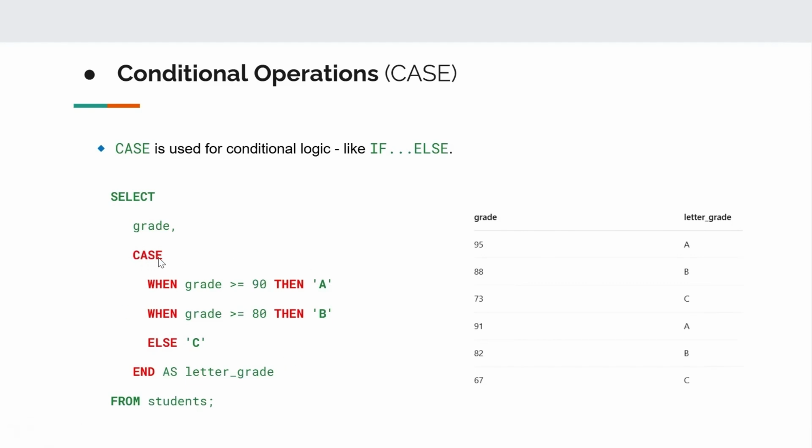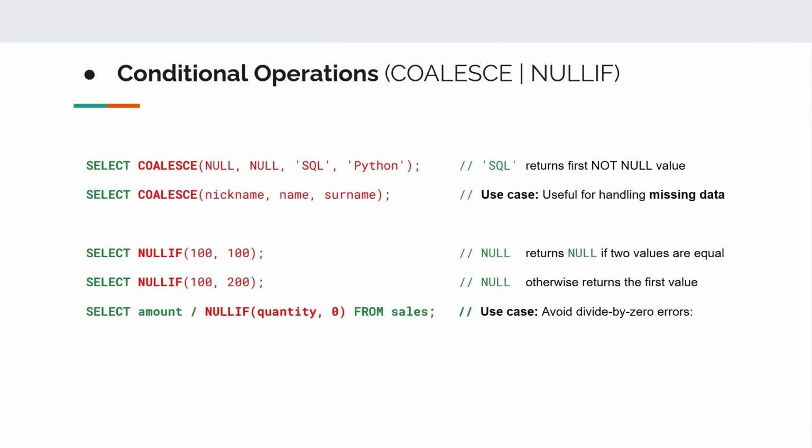It says in the case when grade more than 90, return A. When it's more than 80, return B. In the rest of the cases, return C. We have two more conditional operations that we need to know. First is Coalesce, another one is NULLIF.